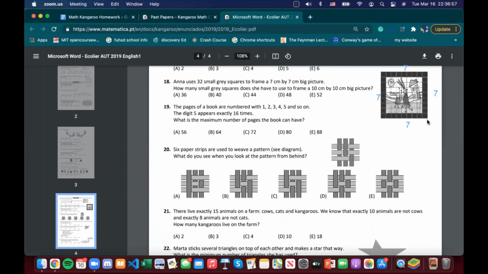But you can't forget the corners. The corners are also 1, though they're not next to any of the parts in the picture. So 1, 1, 1, and 1.